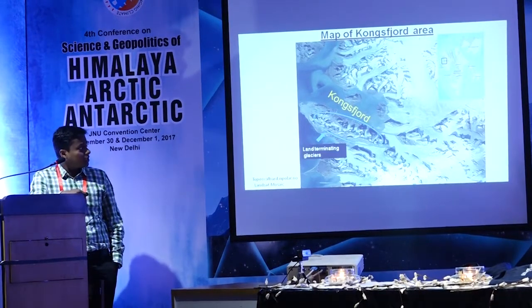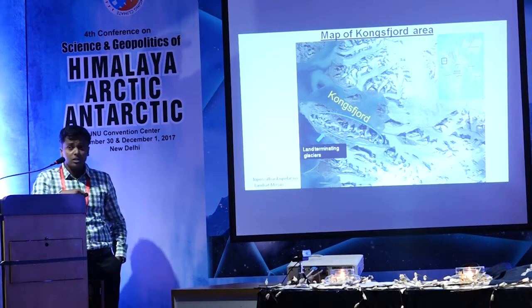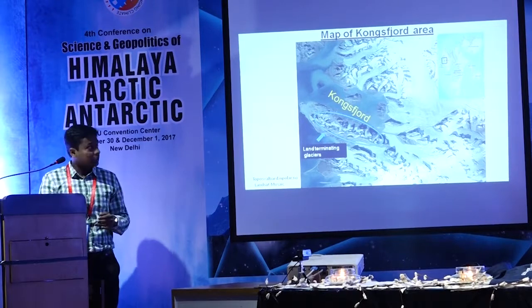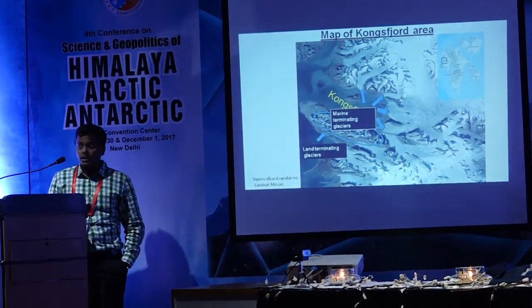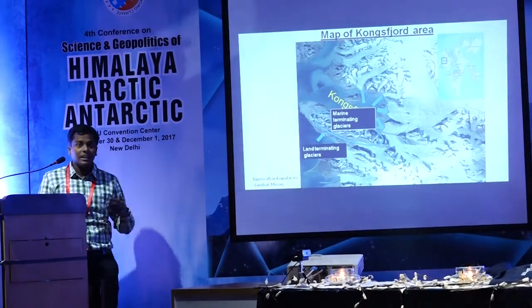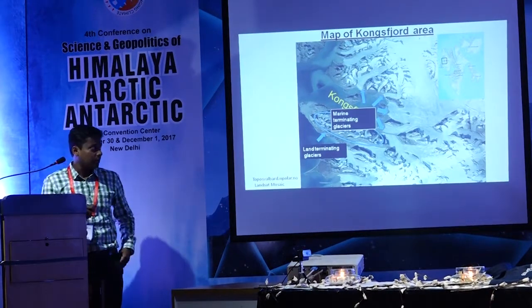Glaciers in the south and southwest side of the fjord are all land-terminating glaciers, which means the terminus of these glaciers ends on the land, whereas glaciers on the north and east side of the fjord are mostly marine-terminating glaciers, or tidewater glaciers. That means the terminus of these glaciers ends in the fjord, and they play a significant role, which I will tell you about in a while.